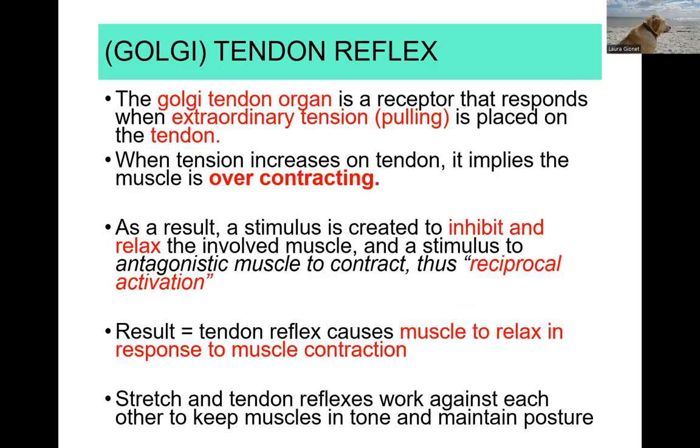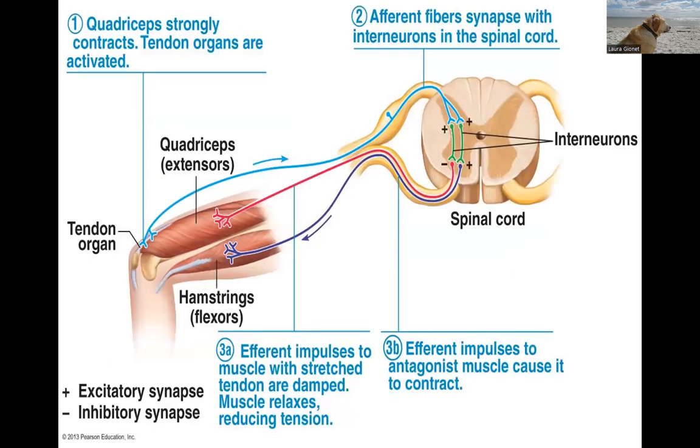And then the opposite happens with the Golgi tendon reflex. That means the muscle is contracting too much. And now we want that muscle that we're testing to relax. So the same reflex arc, but the impulse to the muscle that we're testing here is going to be relaxed, and the opposing muscle group is going to be excited. So it's kind of helpful to look at these images. All right, that is the end.